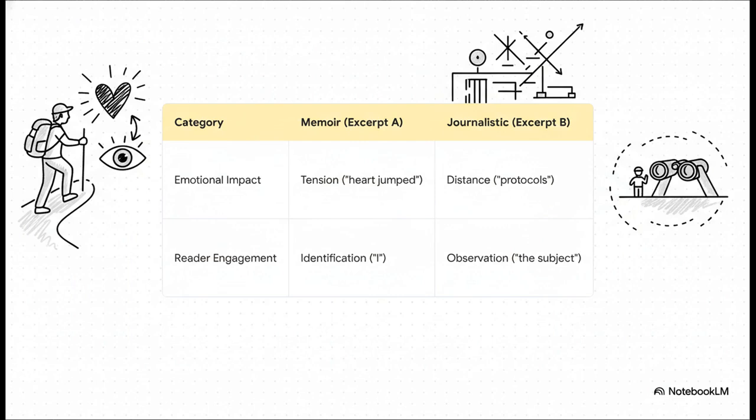So, what's the verdict on our experiment? This chart lays it all out. The memoir, with its "I," creates tension and makes us identify with the hiker. We're in their shoes. The report creates distance and turns us into a detached observer. Your entire relationship to the story is transformed, all because of that one little choice of point of view.